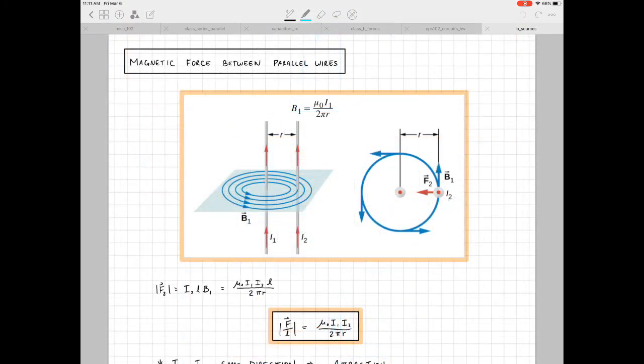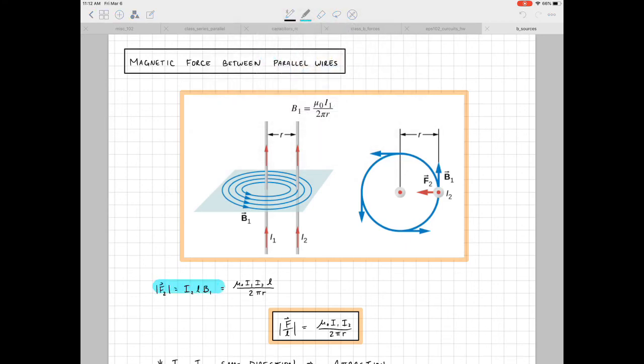So now that we know how to quantify the magnetic field produced by a current carrying wire, we want to investigate what happens when you have two current carrying wires near each other, so two parallel wires. Well, we've got wire 1 over here on the left, and then we've got wire 2 on the right, and we want to determine what's the force on wire 2. Now, there's definitely going to be a force because wire 2 has a current running through it, and wire 1, which has a current running through it, is generating a magnetic field. And so there's definitely going to be a force on wire 2.